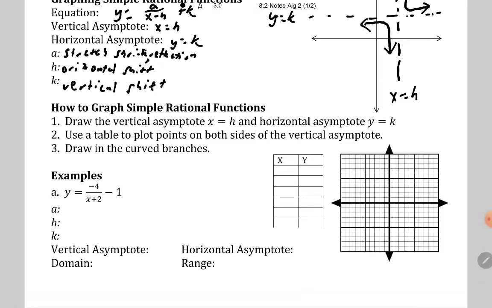Alright, how to graph these? First, draw your vertical asymptote and your horizontal asymptote, and then use a table to plot points on both sides of your asymptote. And then draw in the curve.